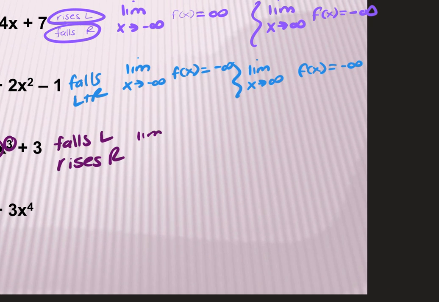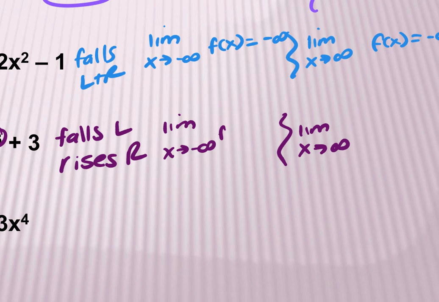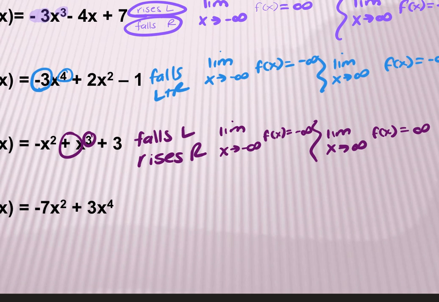So my limit as x approaches negative infinity and my limit as x approaches positive infinity. If it's falling, what's my f of x doing? Going to negative infinity. And if it's rising, my f of x is going to positive infinity. You try that last one.